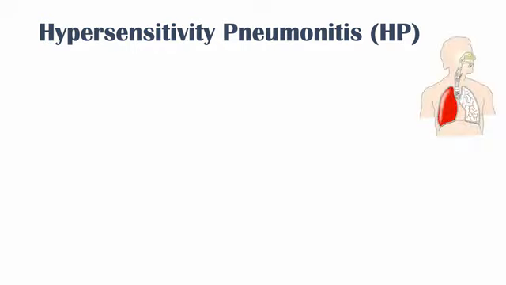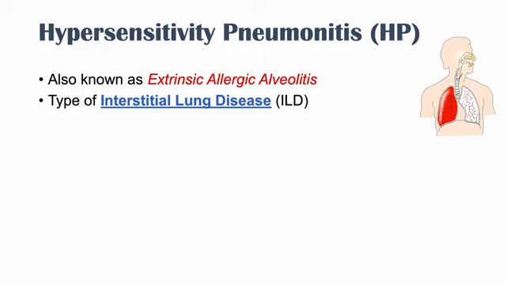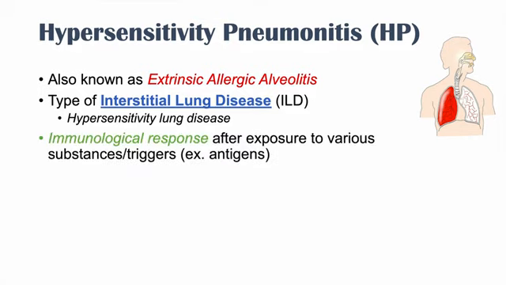So hypersensitivity pneumonitis is also known as extrinsic allergic alveolitis. It is actually a type of interstitial lung disease, or ILD. And you can think of it as a hypersensitivity lung disease. So it is a hypersensitization to particular exposures. This condition is caused by an immunological response after exposure to a variety of different substances or triggers, like a variety of different antigens. We're going to talk about what those substances or antigens are later on in this lesson.